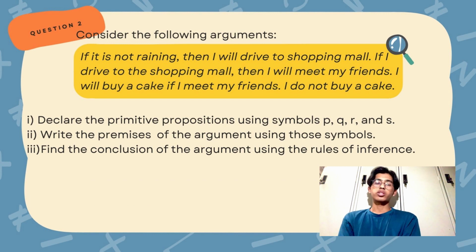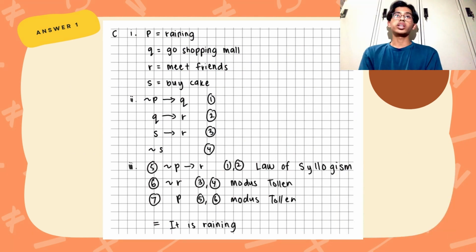Okay, thank you for the explanation. So my part is the July 2021 question. The first question is to declare the primitive propositions using symbols P, Q, R and S. The first symbol is P, declared as raining. The second one is Q, declared as going to the shopping mall, the third one is R, declared as meeting friends, and the last one is S, declared as buying cake.